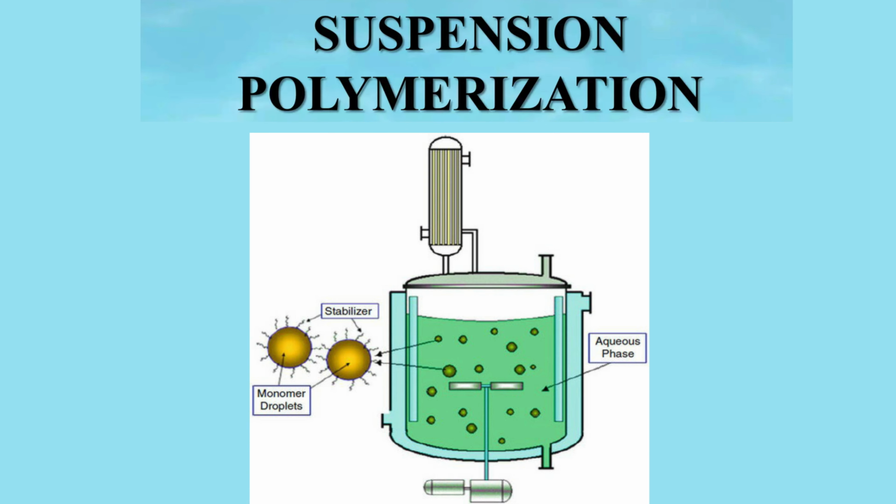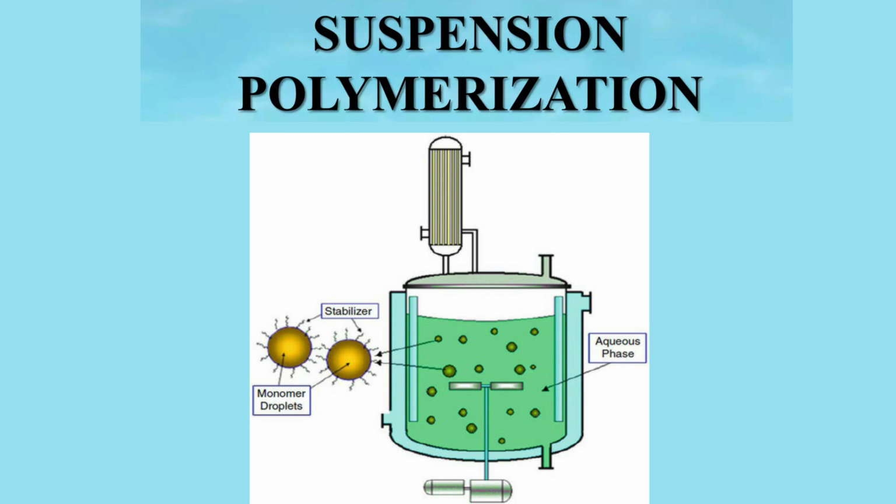Suspension polymerization is a heterogeneous, free radical process that disperses water-insoluble monomers in an aqueous phase using mechanical agitation and stabilizers to form spherical beads, commonly used for producing PVC, polystyrene, PMMA, and a variety of ion exchange resins.